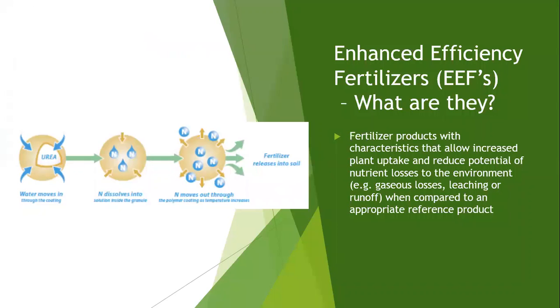So now we're going to talk a little bit about enhanced efficiency, EEFs as we refer to them. Really, what are they? Well, they're fertilizer products with characteristics that allow increased plant uptake and reduce potential of nutrient losses to the environment, gaseous losses, leaching or runoff, when compared to an appropriate reference product, in this case, urea. The urea prill is coated with the polymer coating, the N is dissolved into solution in the granule and then is pulled out through osmosis into the root system.